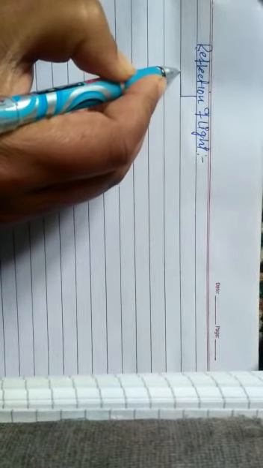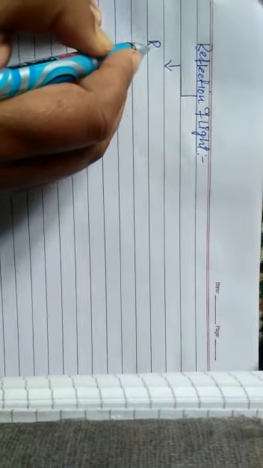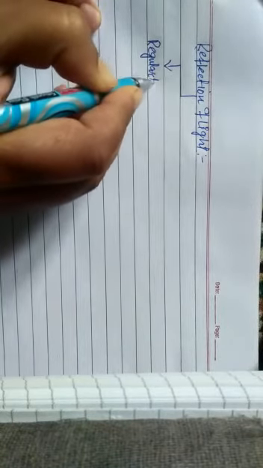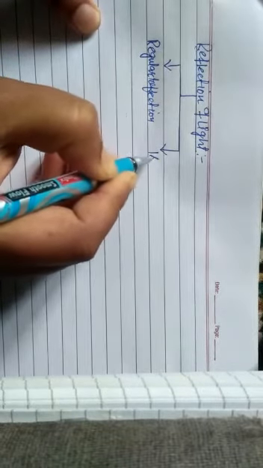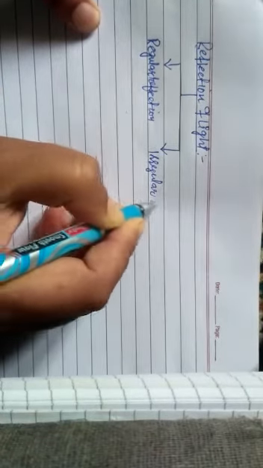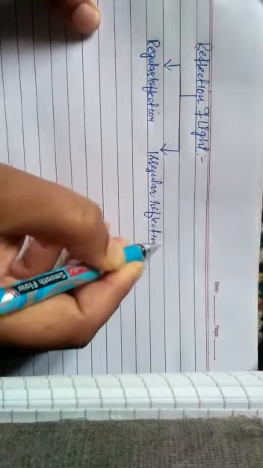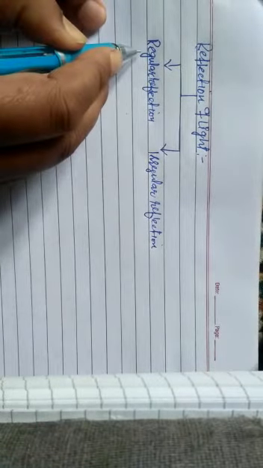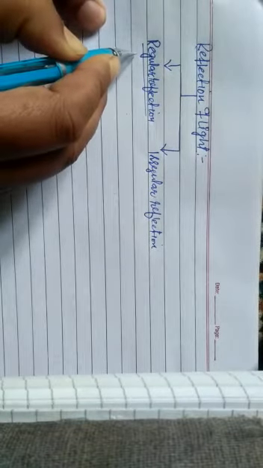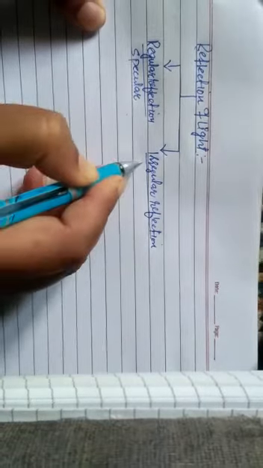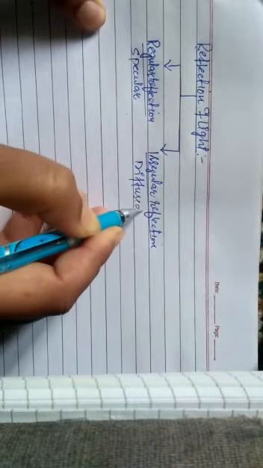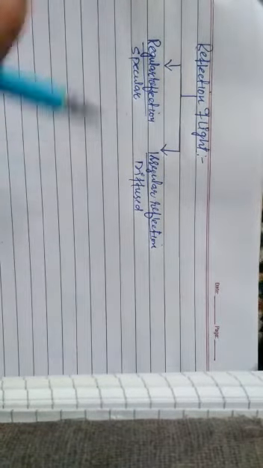Now, it is because of this very reflection of light that you are going to see the things around you. This reflection of light is of two types. One is called regular reflection, and another is called irregular reflection. Regular reflection is also known as specular reflection, and irregular reflection is also called diffused reflection. Now, sir, what are these regular and irregular reflections?